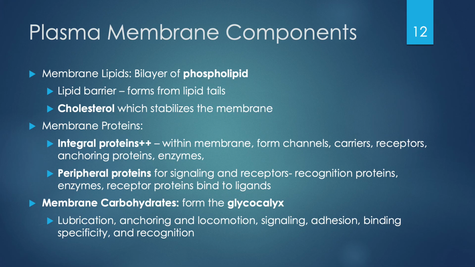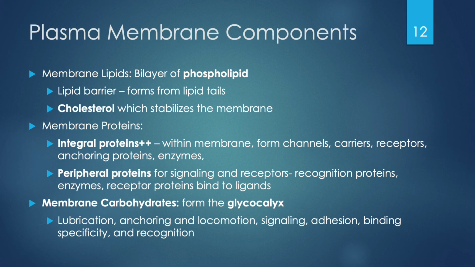And so the phospholipid molecules are those that create ultimately the majority of that structure of the plasma membrane. It creates the wall. So the lipid part is there because it comes from the lipid tails of the phospholipid molecule. Cholesterol is also another lipid that's involved in the wall, and that is there to help stabilize and stiffen the plasma membrane.